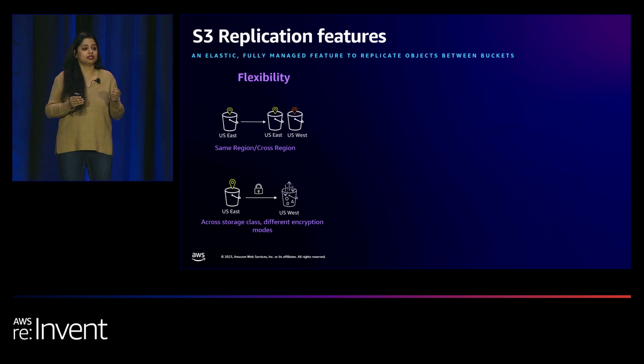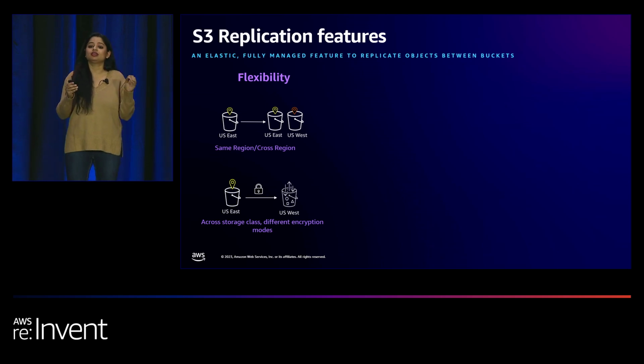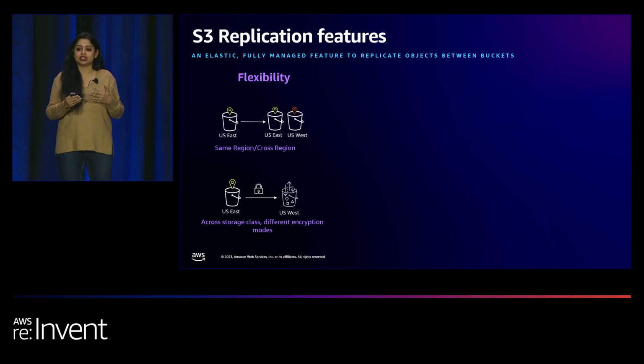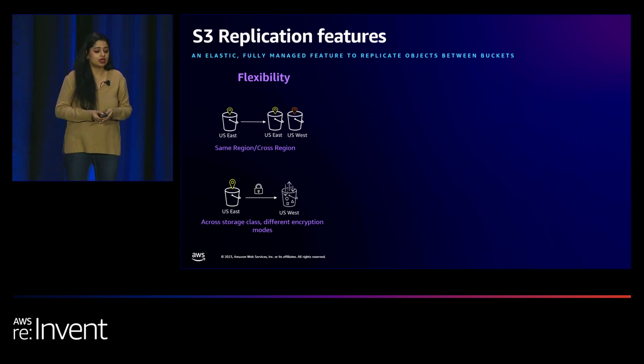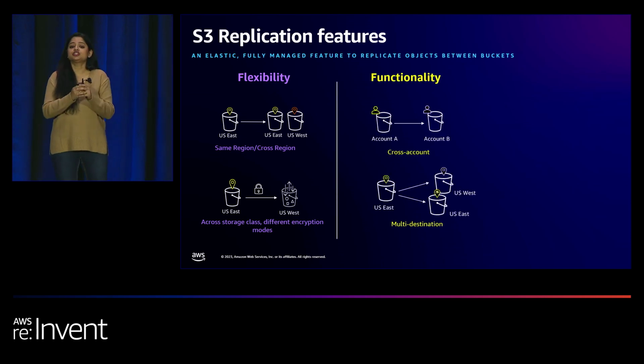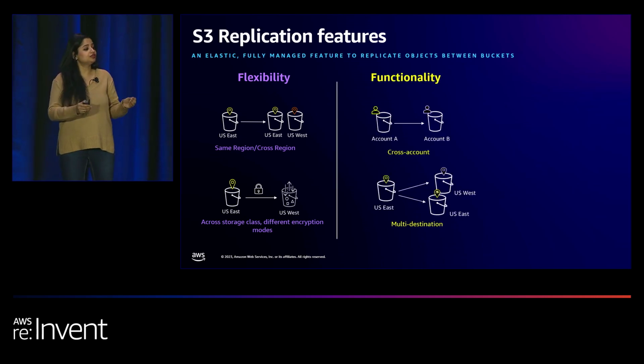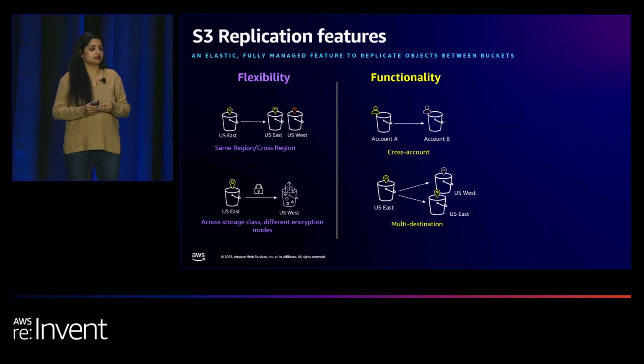And with S3 replication, you can replicate objects that are encrypted with different encryption types, including SSE-C, SSE-S3, and SSE-KMS encryption types. S3 replication offers the functionality to replicate to a different AWS account at the destination for controlled data access. And you can also choose to replicate in parallel across multiple destinations.